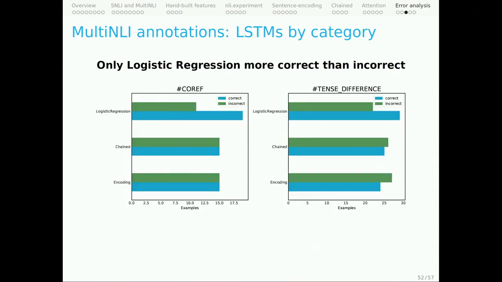Here's a case where only the logistic regression was more often correct than incorrect. The other models were the reverse, and that's coref and tense differences. And that's kind of interesting.